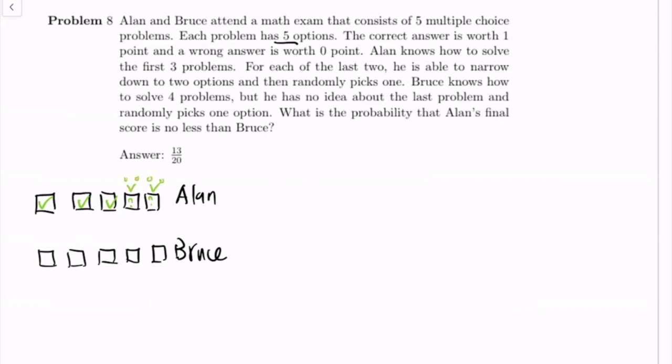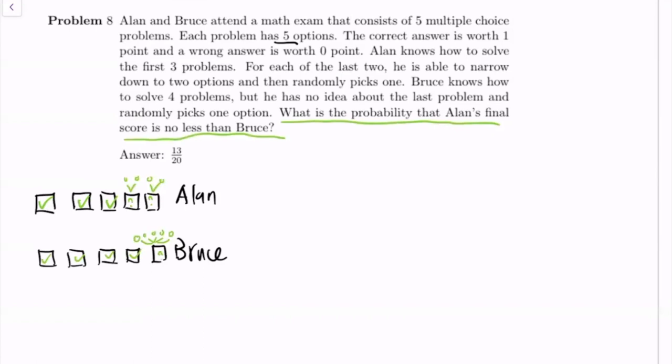Bruce knows how to solve the first four problems. But for the last one, he has no idea, and he randomly picks one. So for the last one, he's not able to narrow down anything, so he has to randomly pick one option, right? The question is, what's the probability that Alan's final score is no less than Bruce's?